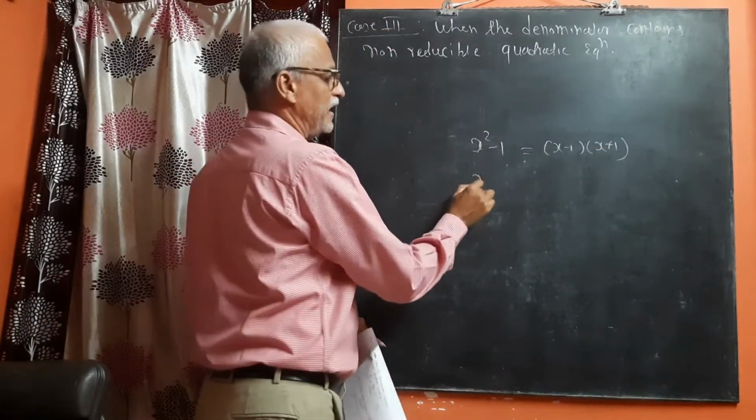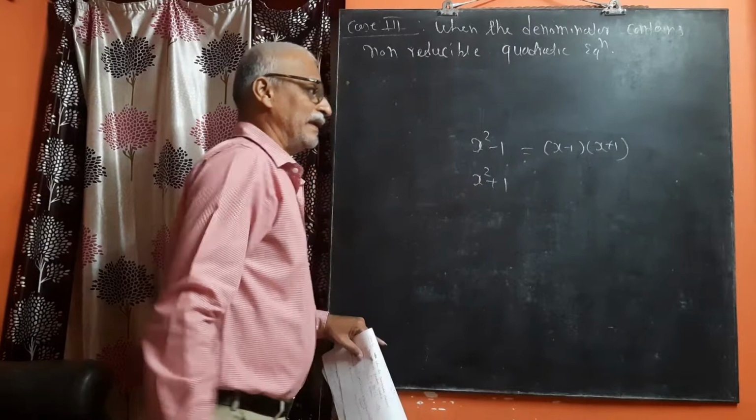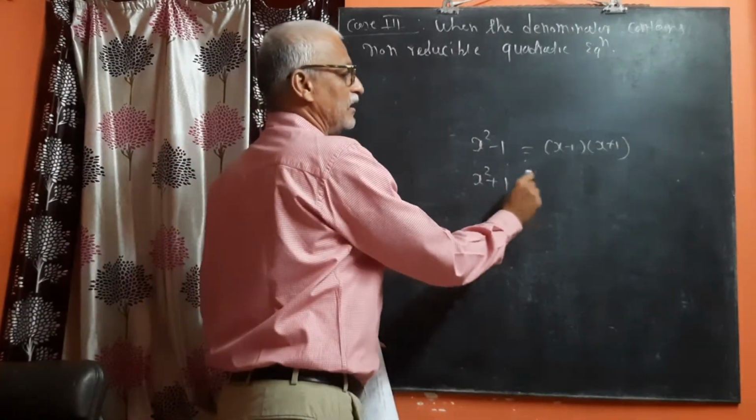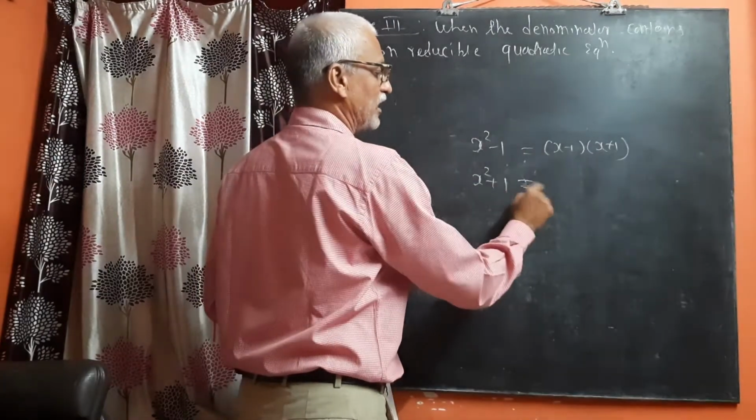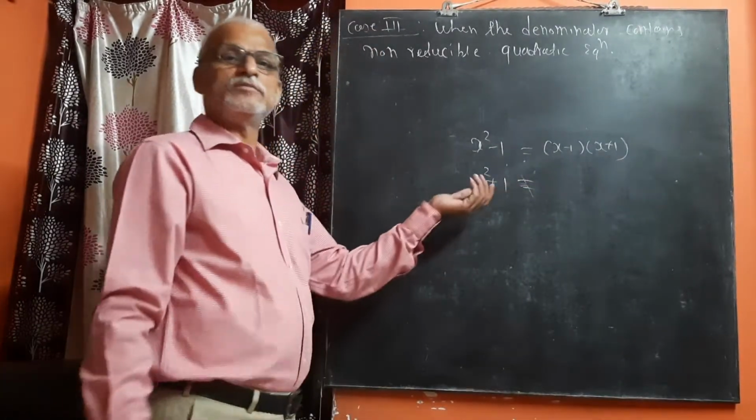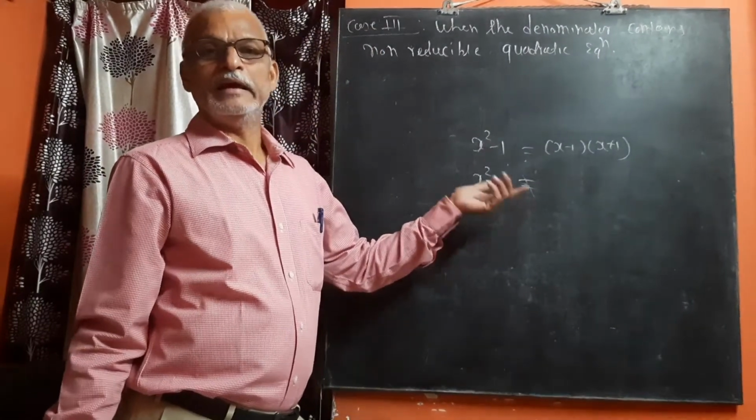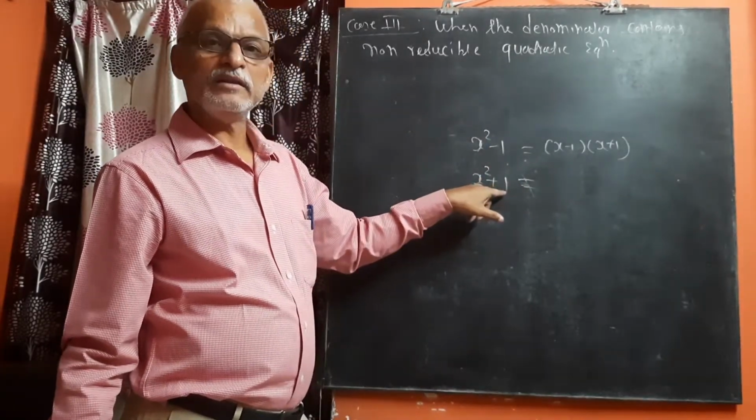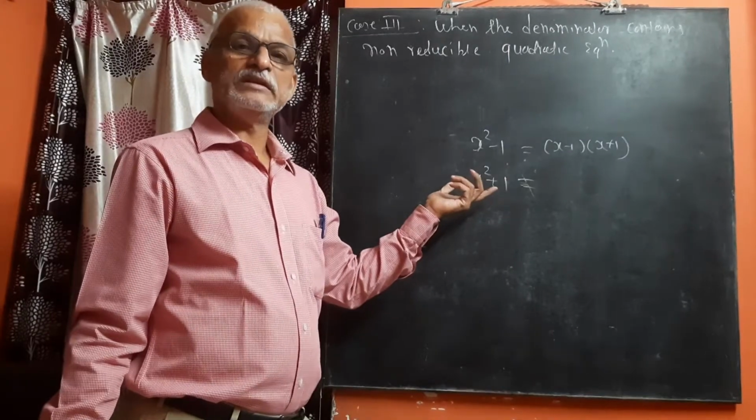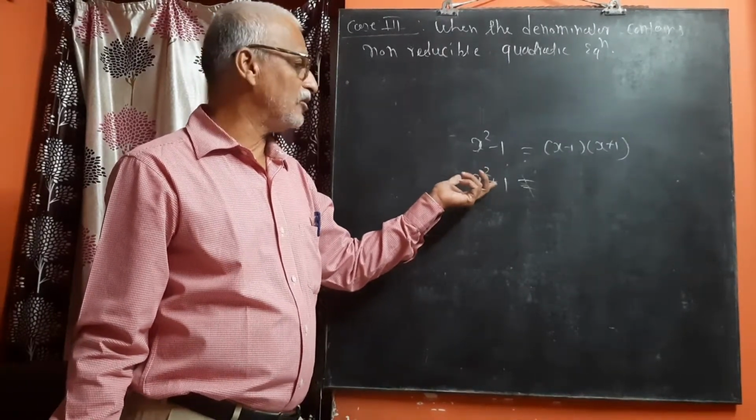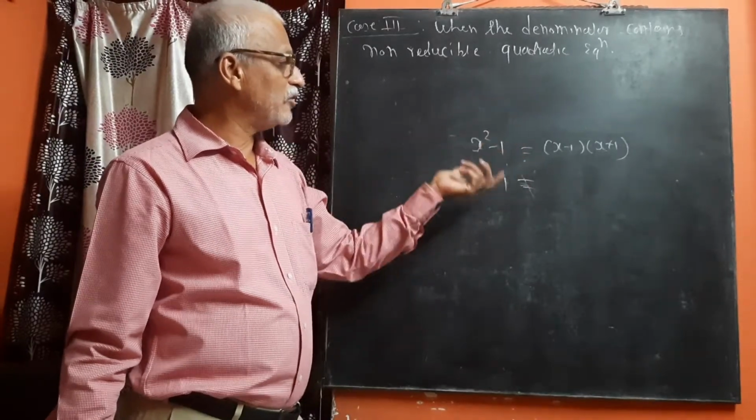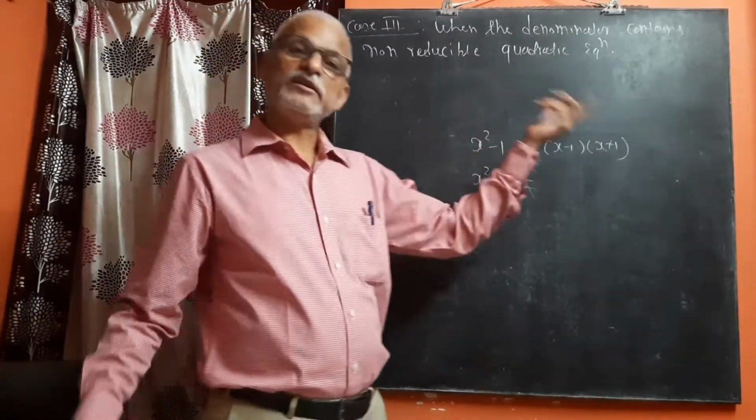Now if I write x square plus 1, x square plus 1 is a quadratic equation, but we can't find the linear factors of this x square plus 1. So if the denominator contains this x square plus 1, the factors are not possible. So this is a non-reducible quadratic equation. When the quadratic equation is reducible, first you have to factorize it.